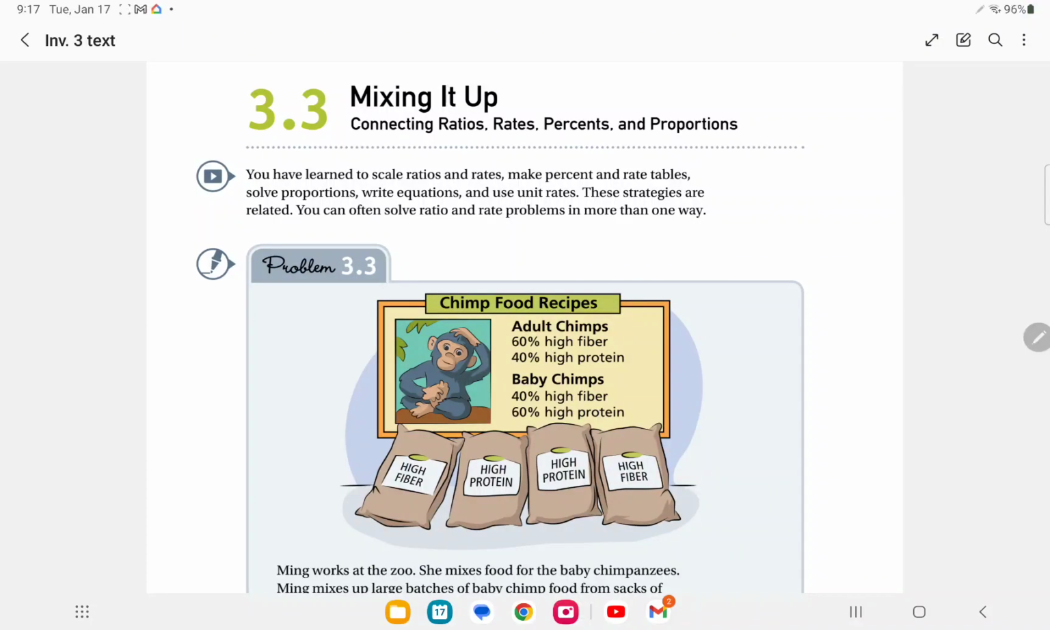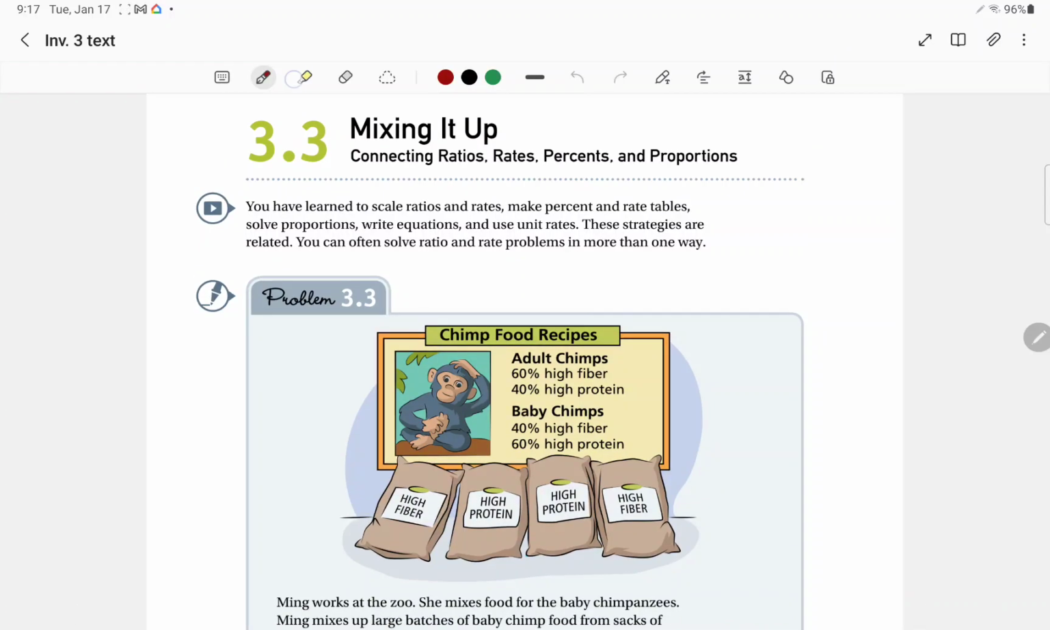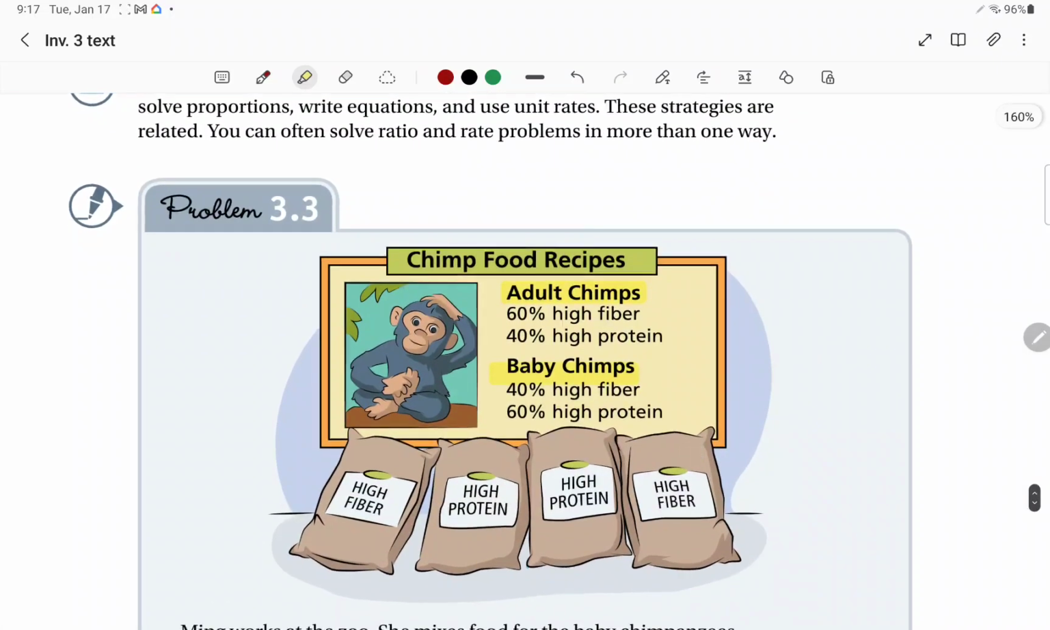So now we're going to look at 3.3, which is entitled Mixing It Up, Looking at Ratios, Rates, Percents, and Proportions. And for this problem set, we're looking at chimp food recipes. Now you notice there are recipes for adult chimps, and there are also recipes for baby chimps. Now this recipe, it just tells you the percentage of high fiber versus high protein.